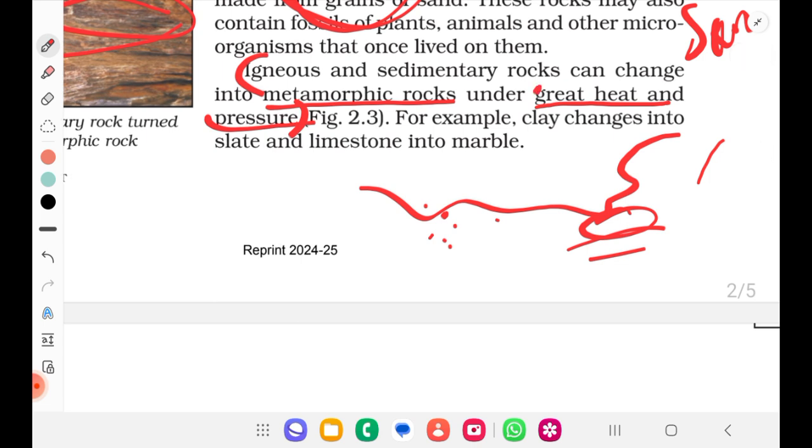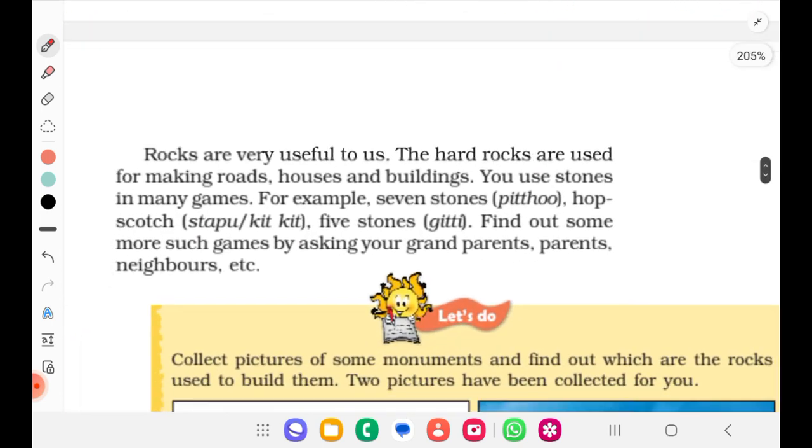Again, this was a question once. It's like match the following in some exam. Clay changes into what? A metamorphic rock, slate. Clay becomes slate, and limestone becomes marble. So marble is a metamorphic rock, not sedimentary. This is an important point to be noted.